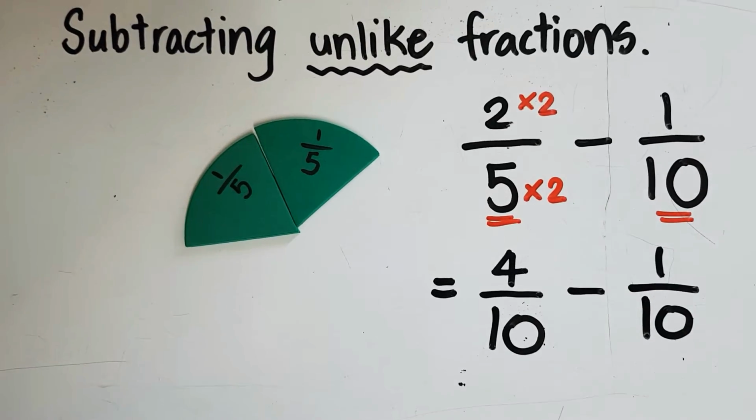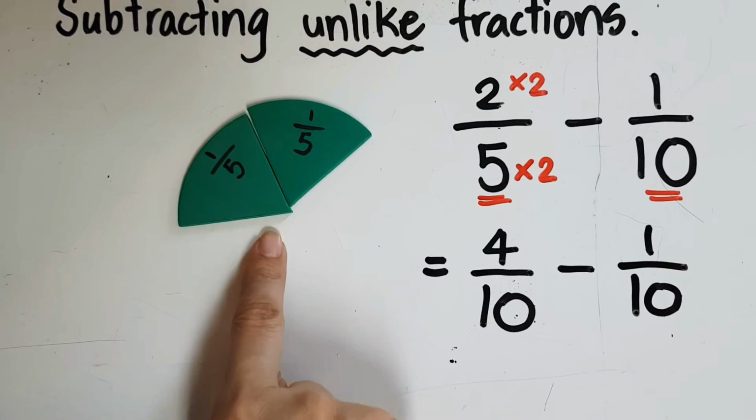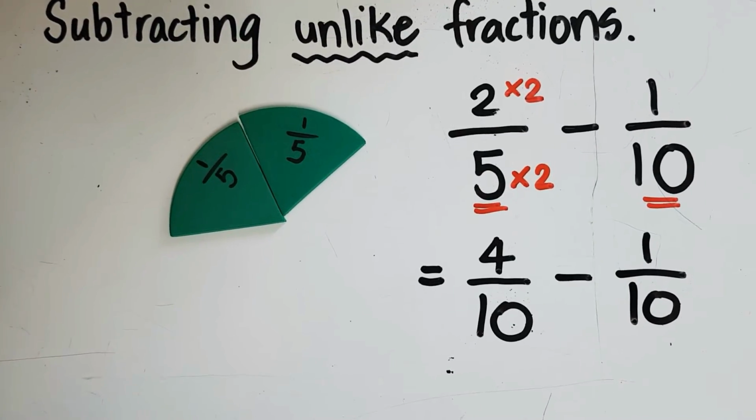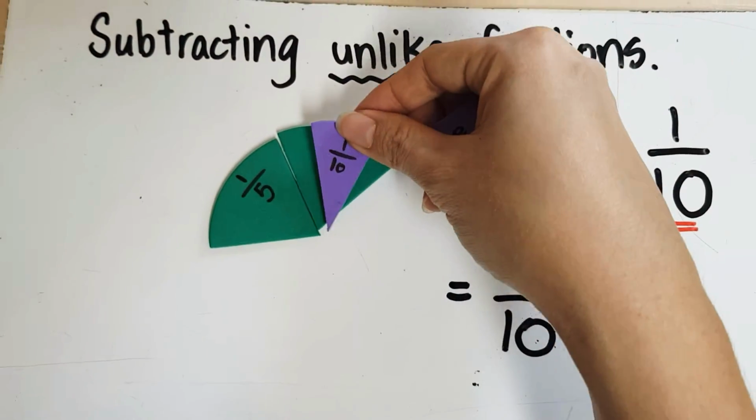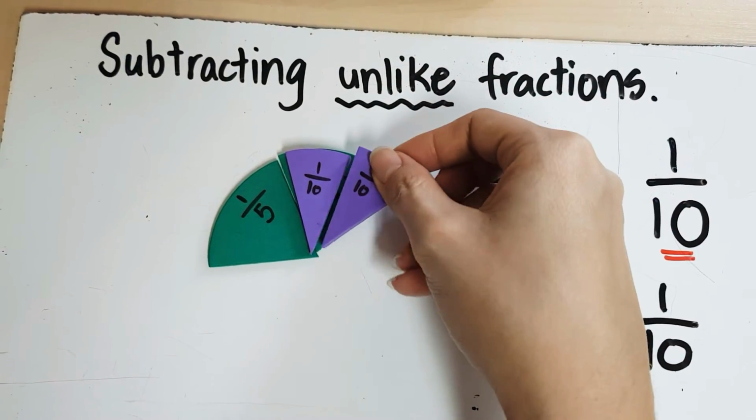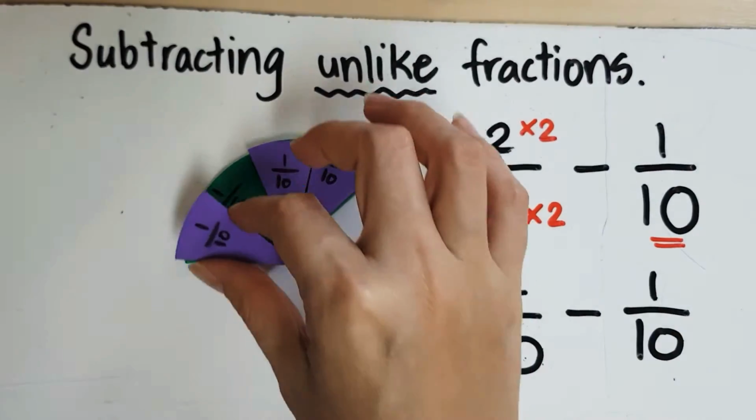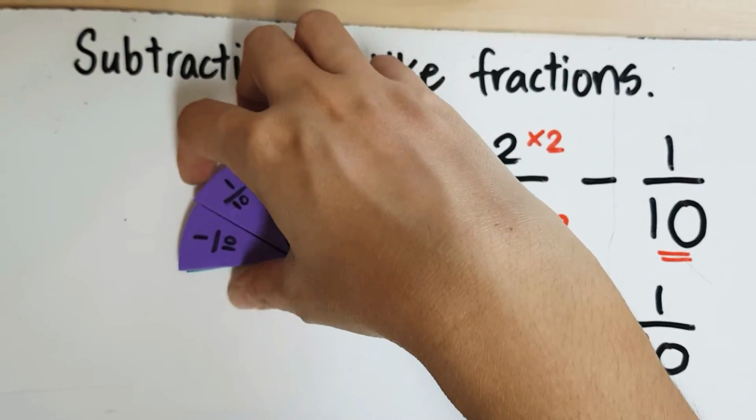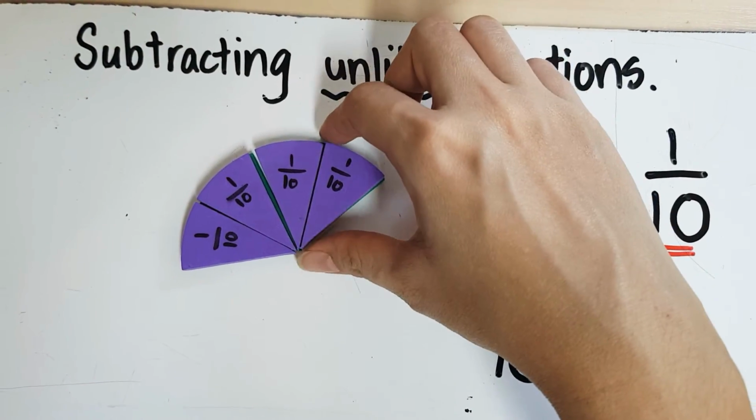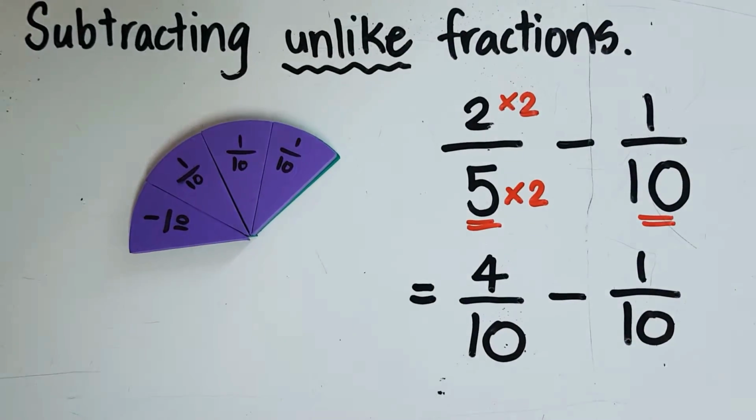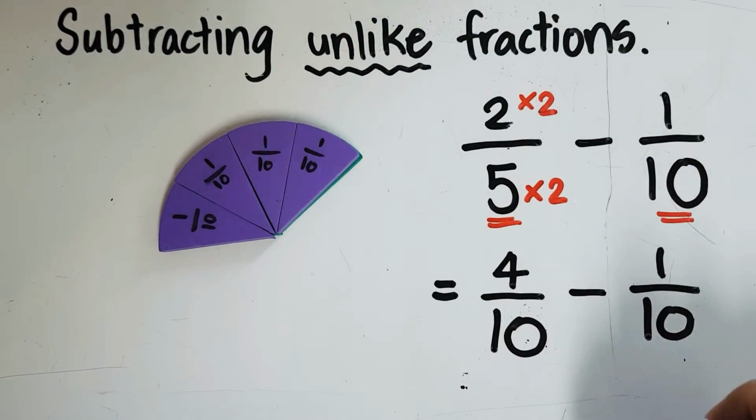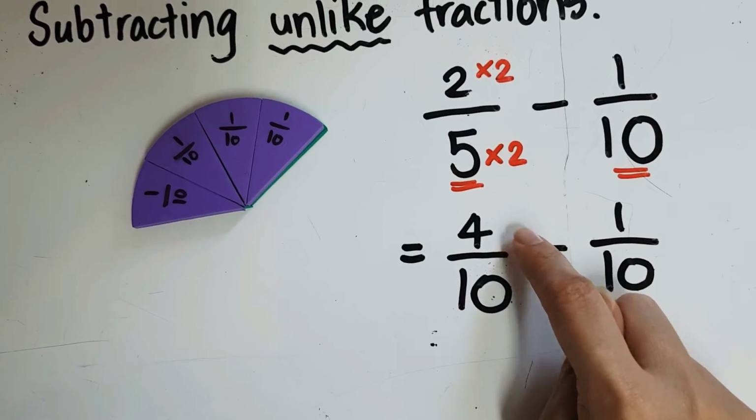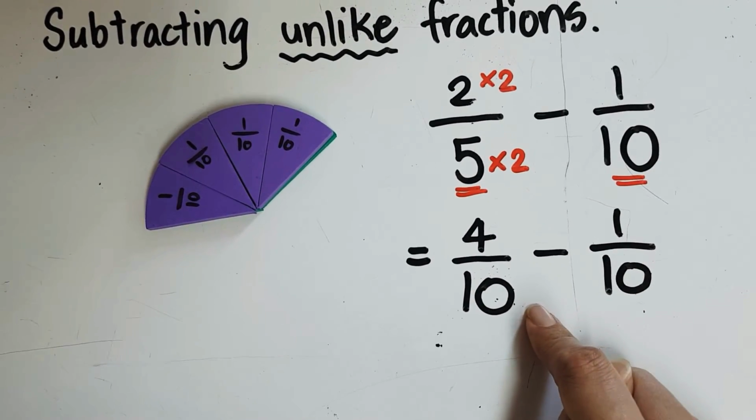Now let me show you the fraction list. So when we have 2/5, it is actually the same as, or equivalent to, 4/10. Here we have 1, 2, 3, 4. Can you see that 4/10 is exactly the same amount as 2/5? So instead of calling it 2/5, I can also call it 4/10, which is good because now I have the same denominator.